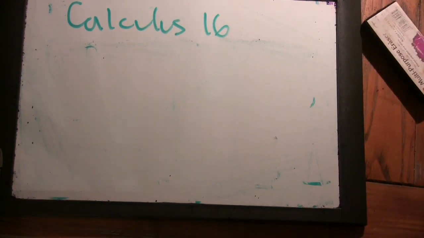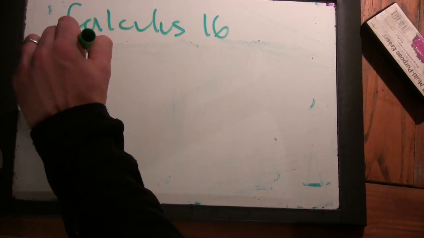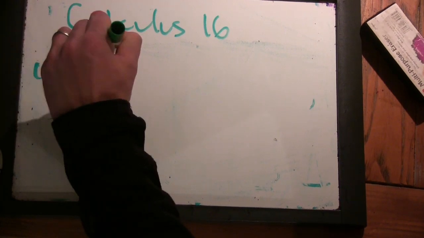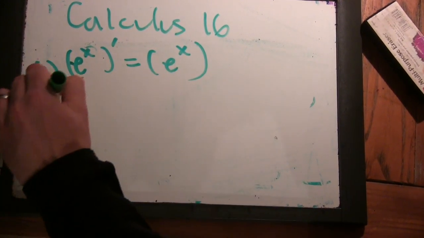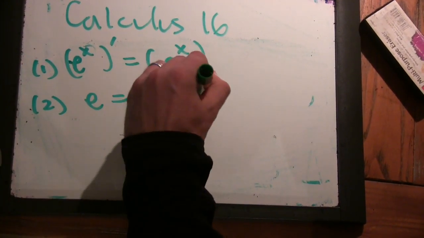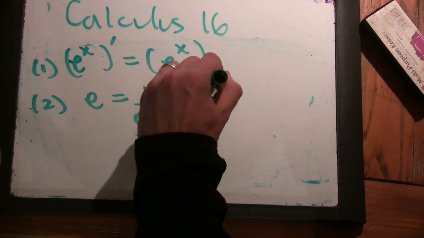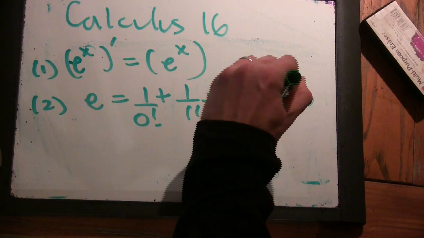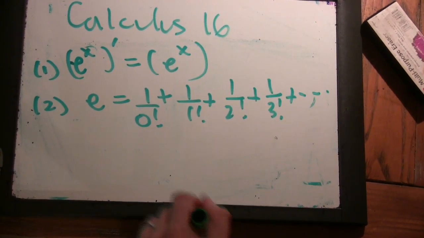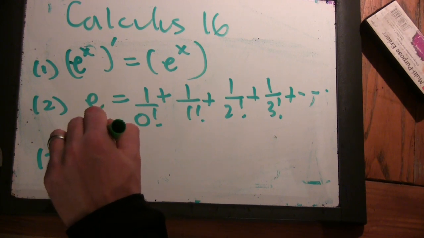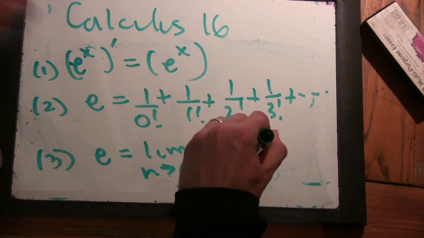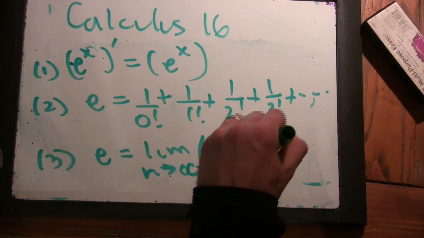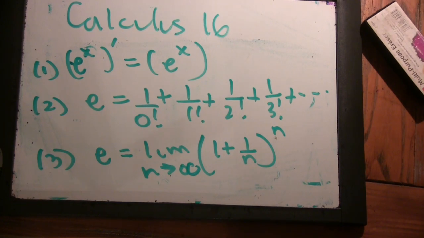And before the year's over, we'll learn that these are all the same. So one definition of e is that the derivative of e to the x equals e to the x. That's the definition we just used. Another definition of e is 1 plus 1 over 0 factorial plus 1 over 1 factorial plus 1 over 2 factorial plus 1 over 3 factorial, and so on. A third definition is e equals the limit as n goes to infinity of (1 plus 1 over n) to the n. It's surprising that these are all the same number.